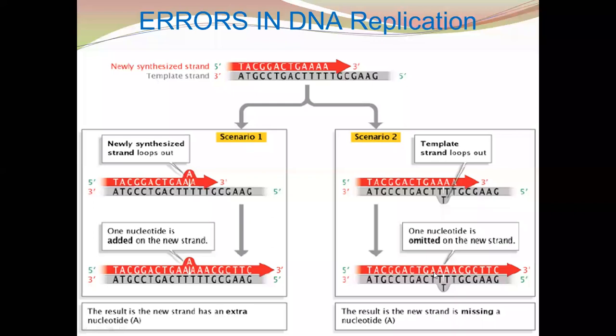In this case, there would be 4 adenine nucleotides, but due to the looping of the template strand, one adenine nucleotide is omitted and only 3 adenine nucleotides are left. The result is that the new strand is missing an adenine nucleotide. So this was the error in the DNA replication process. Due to this error, spontaneous mutations are caused.